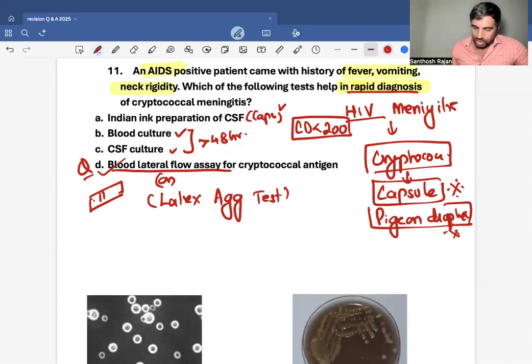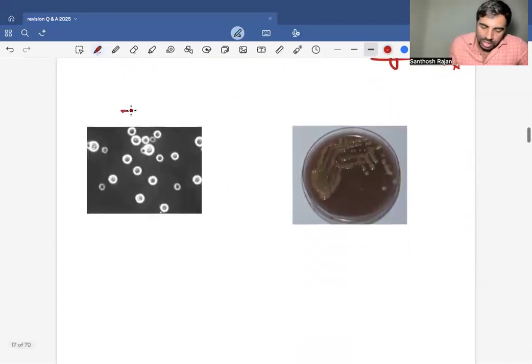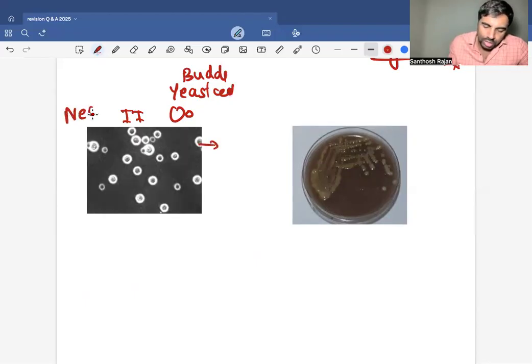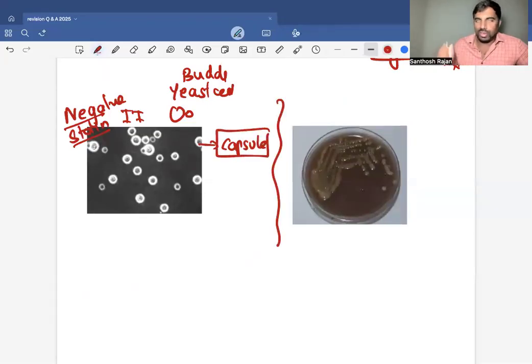That's all. Fine. Now look at this. This is your India ink, which is showing cryptococcus. Cryptococcus is basically an oval-shaped budding yeast cell. You can see the outer capsule is stained, so India ink is a negative stain. You're going to do a negative stain. Negative stain means either India ink or nigrosin, for capsule. We are the negative people. Indians and Nigerians are negative people, and we are wearing a cap. That's all. Simple.